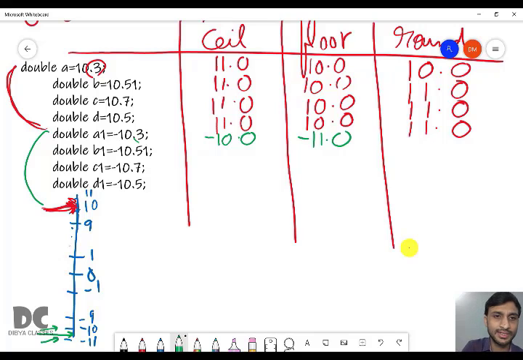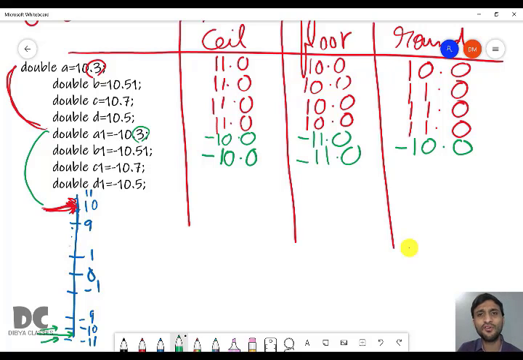Now we'll take the decimal part. 0.3 is less than 0.5. So you will decrease the value. So it will be minus 10.0. Next we have minus 10.51. Again it will lie between minus 10 and minus 11. So ceiling is minus 10.0 and floor is minus 11.0. 0.51 is greater than 0.5. So what will we do? You will increase the value. So it will be minus 11.0.